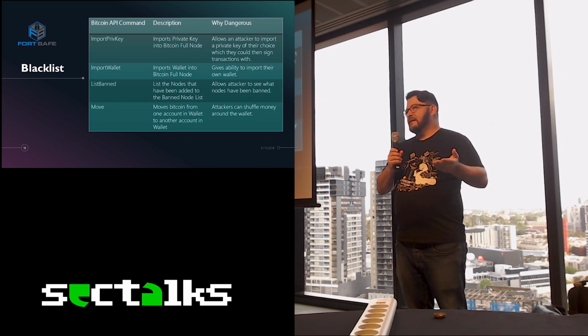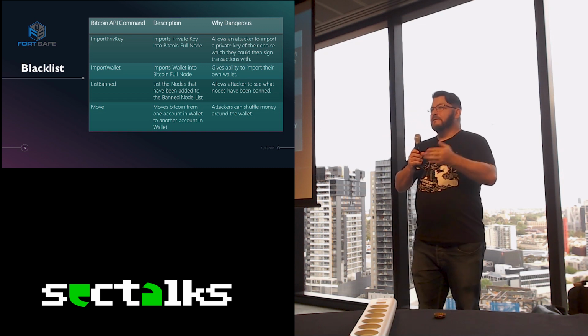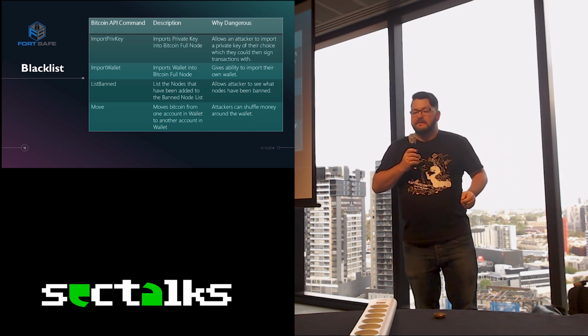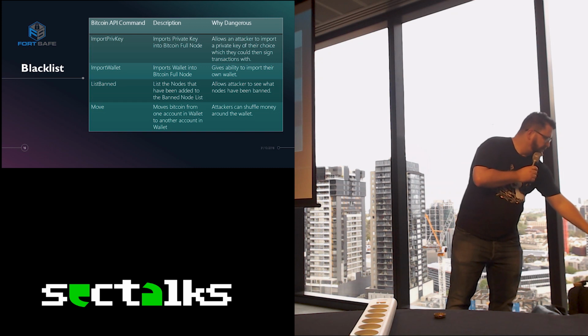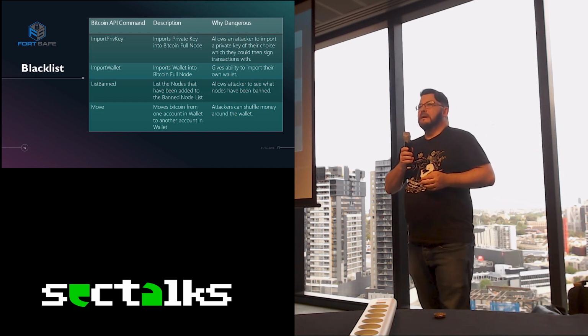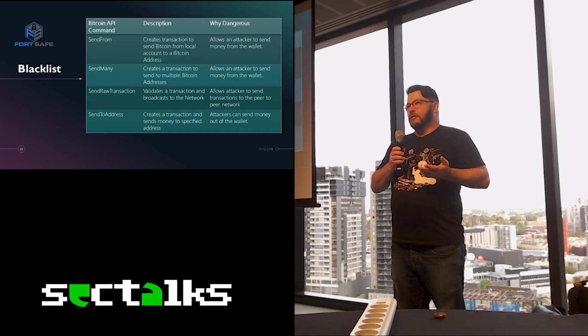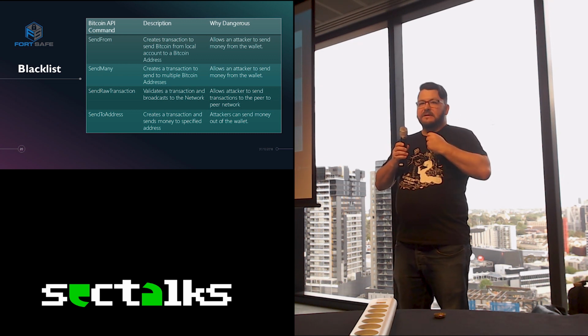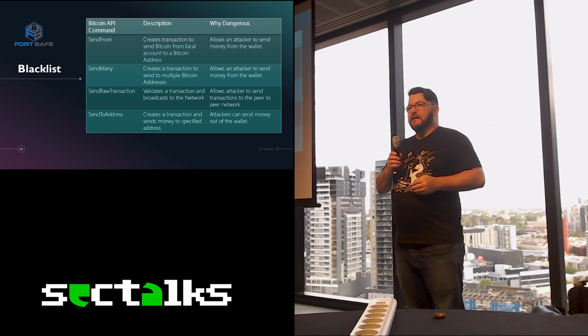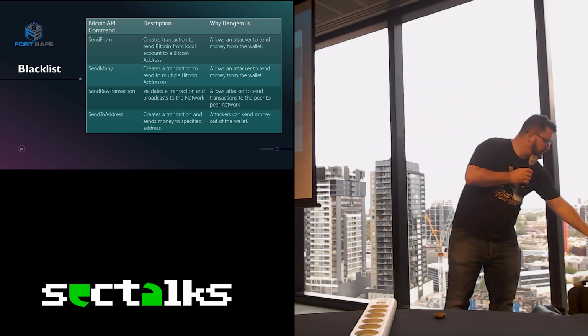Import wallet lets them bring in their own wallet. List banned nodes, etc. Moving money around wallets was another one we didn't want to let them do. Sending: send from allows you to send from a particular account. Send many, send to multiple Bitcoin addresses. Send the raw transaction. Send to address, so that's the simple one. Here's an address. Fire and forget.